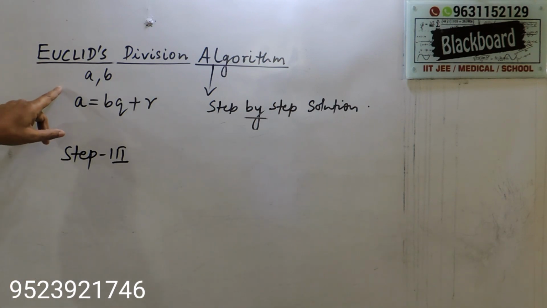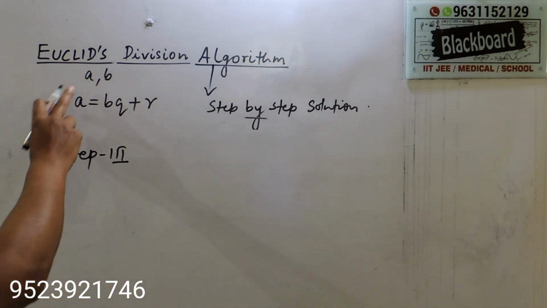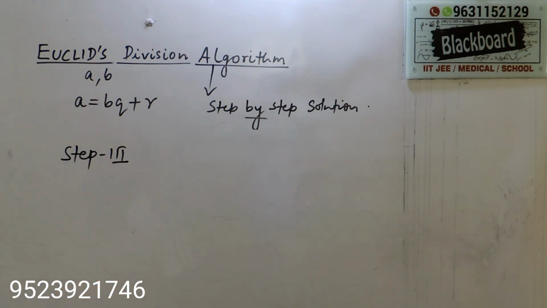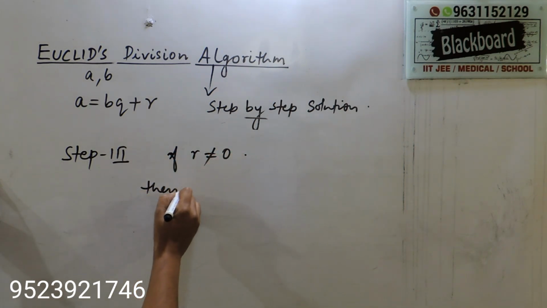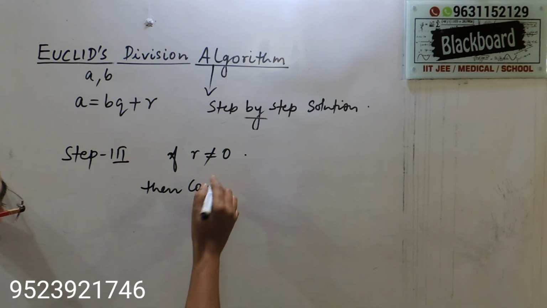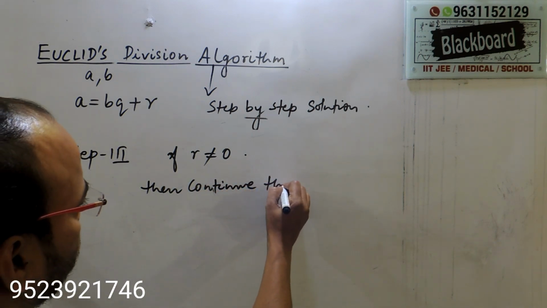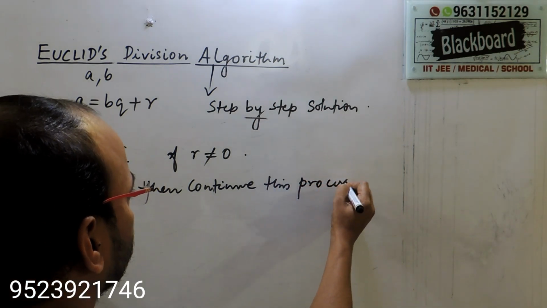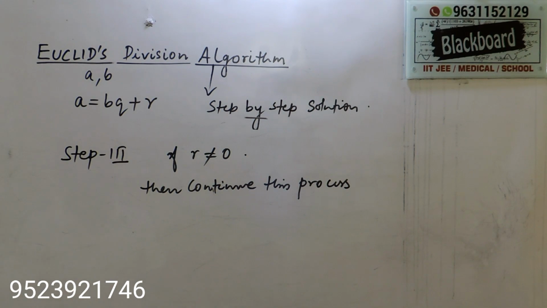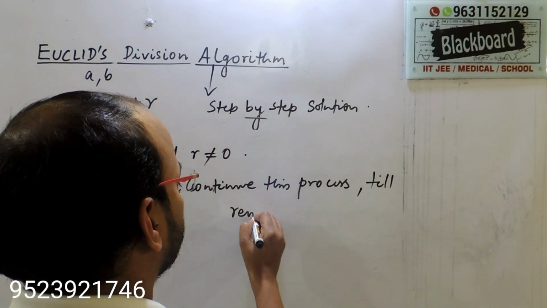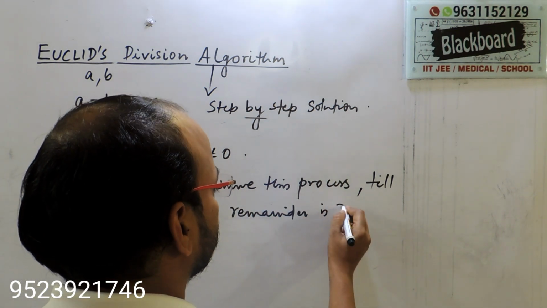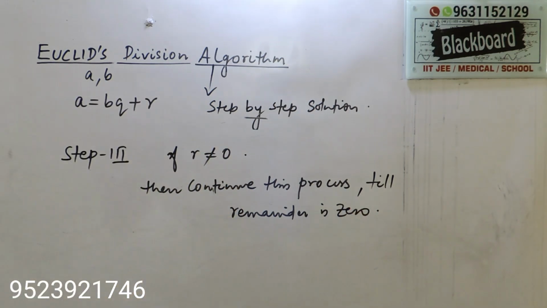Step 2 में we have already seen that if R is equal to 0, then HCF of A and B will be B. In step 3, if R is not equal to 0, then continue this process, Euclid division lemma, till the remainder is 0. तब तक करना है जब तक कि remainder 0 ना हो जाए.